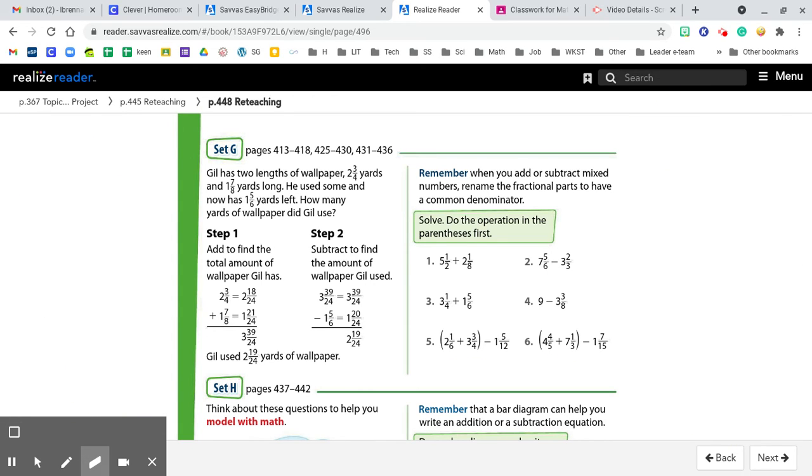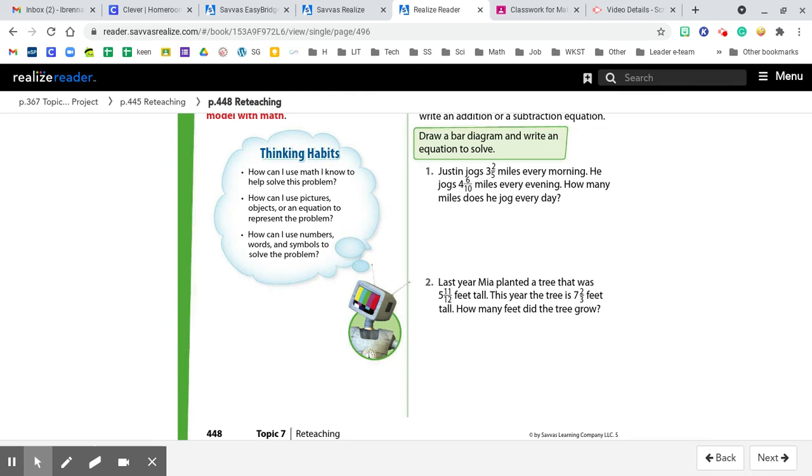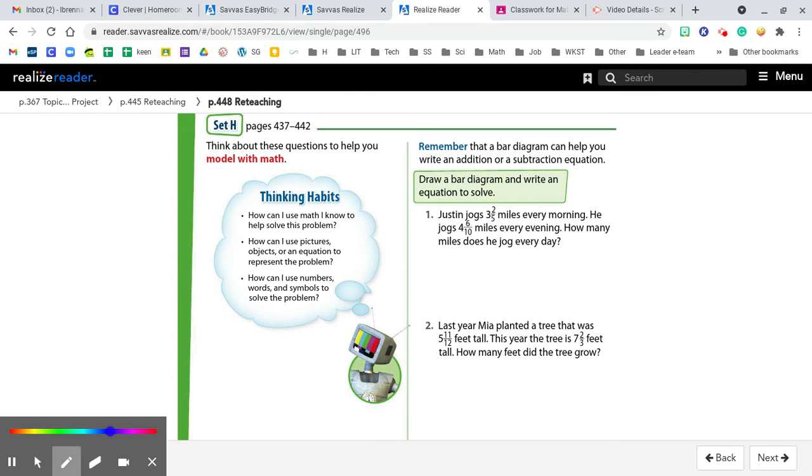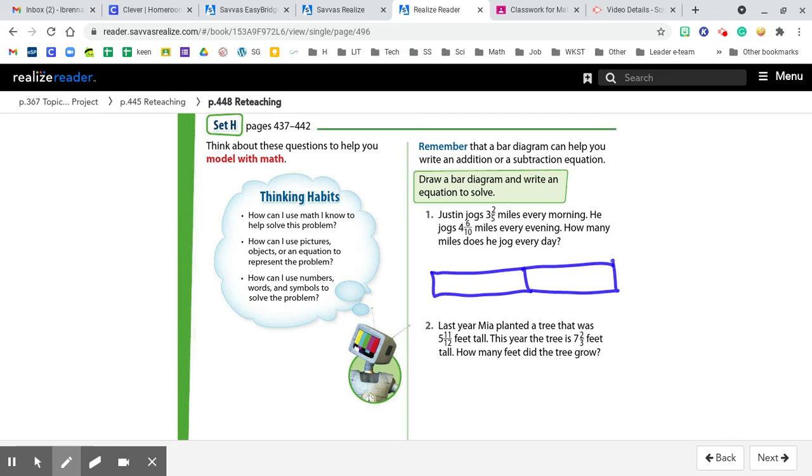My next set is going to be H. Actually, it's my last set. So this one, you're just taking the word problem, making a bar diagram, and solving it. So how would we solve this problem? Justin jogs 3 2/5 miles every morning. He jogs 4 6/10 miles every evening. How many miles does he jog every day? So our diagram would be, you would be adding those two values together, 3 2/5 plus 4 6/10, and we'll get the total number that he jogs. So that's how you would use your diagram.